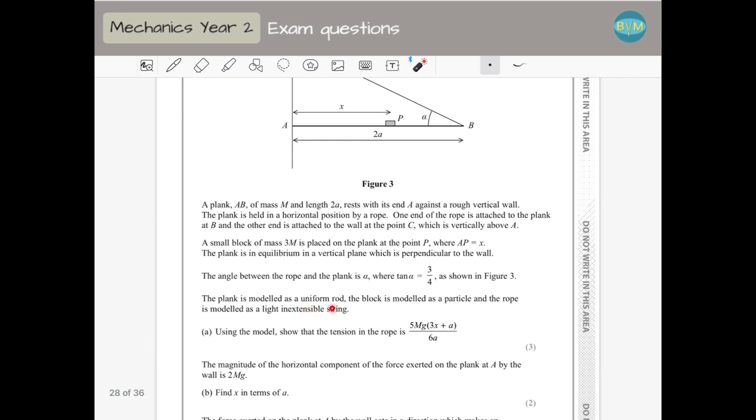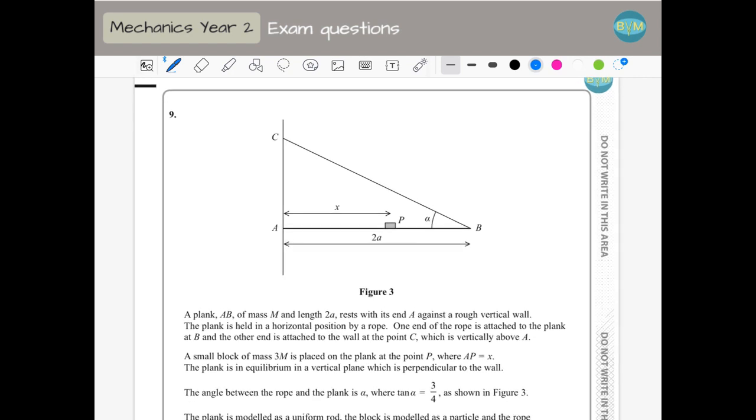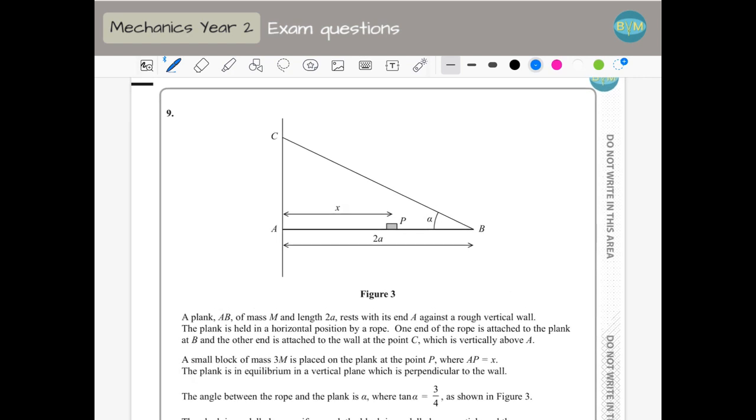The plank is modeled as a uniform rod, which means the weight is at the midpoint. And the first thing we have to do is to show that the tension in the rope is this value here. So the first thing you have to do with these questions with forces is always a force diagram. So we are going to draw all the forces that we have.